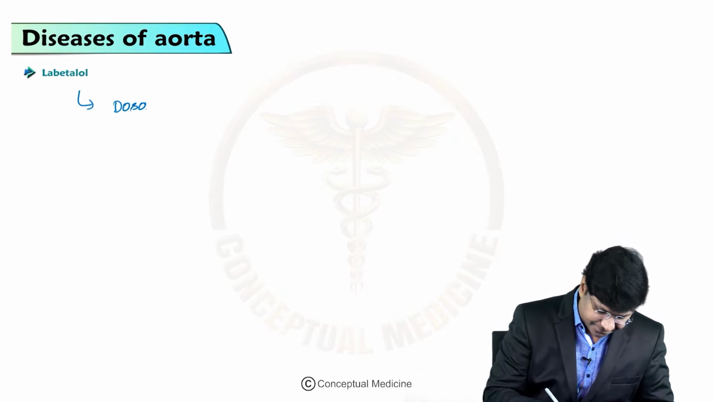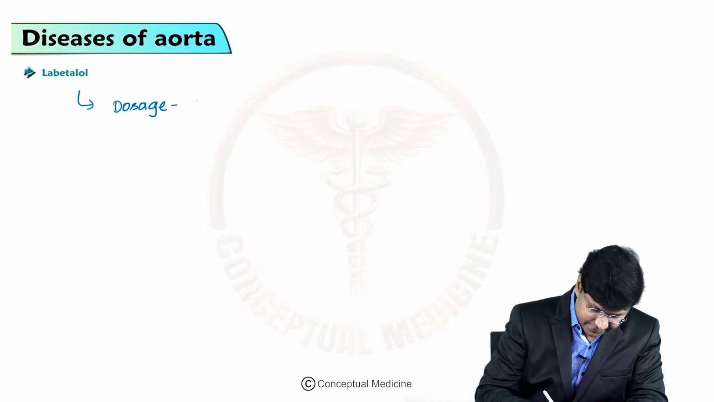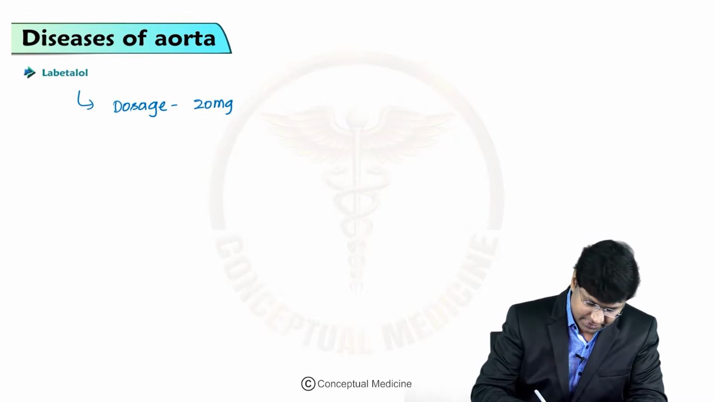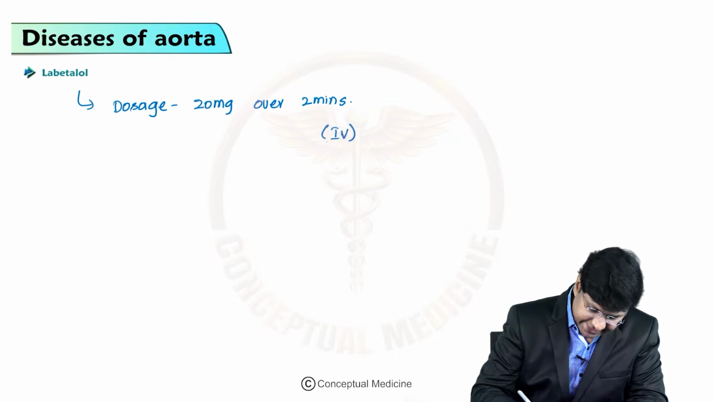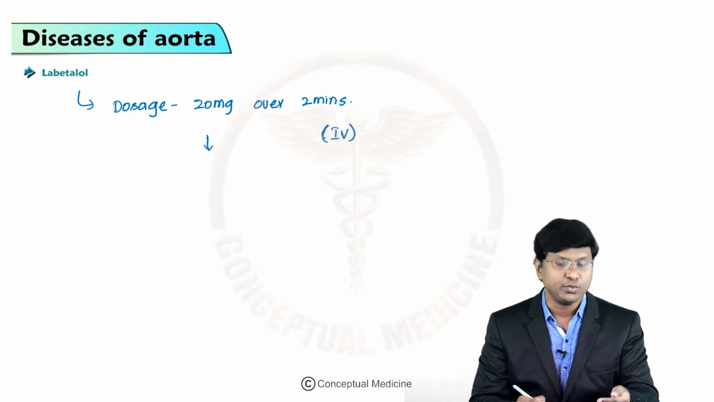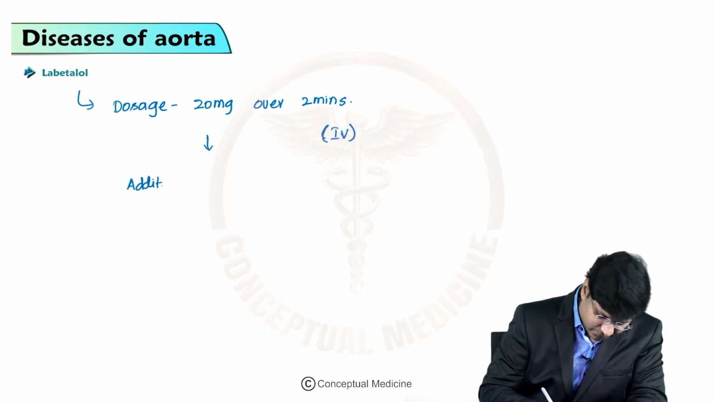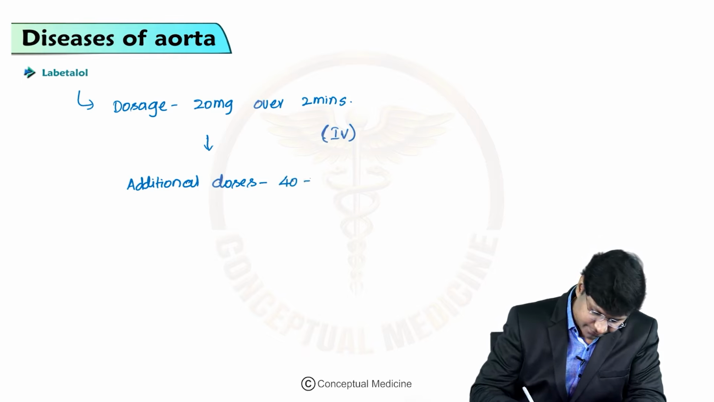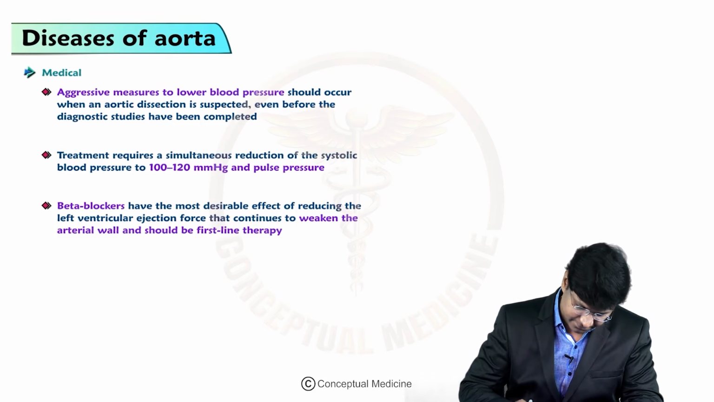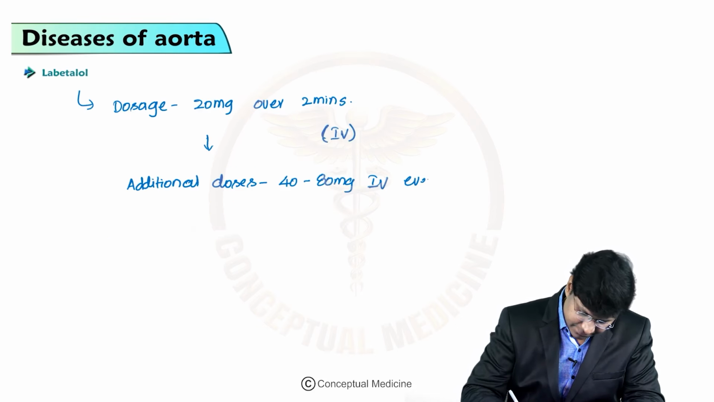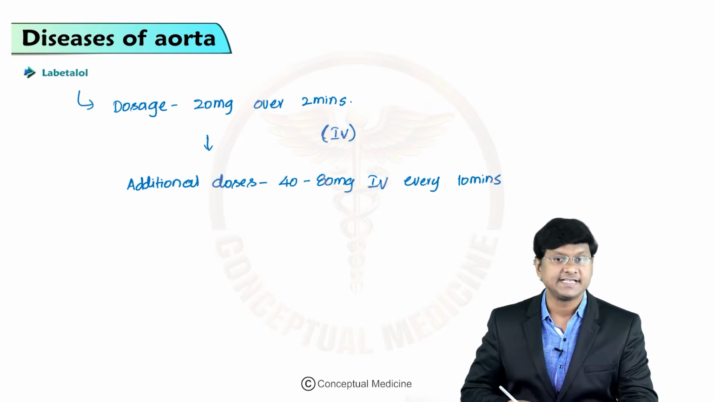And what is the dosage of labetalol? Labetalol is given as a dosage of 20 milligrams and it has to be given over 2 minutes. And the route of administration is the intravenous route. And apart from this 20 milligrams, you also need to give additional doses, right? And what will be those additional doses? The additional doses include 40 to 80 milligrams intravenously. And this 40 to 80 milligrams can be given every 10 minutes. Right, this has to be given every 10 minutes.